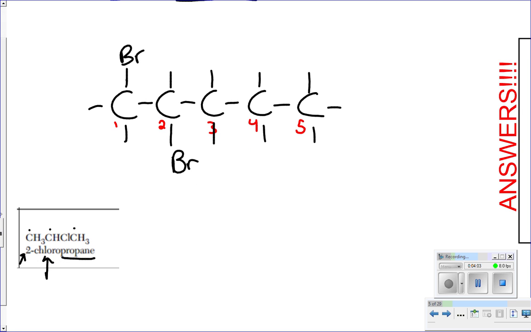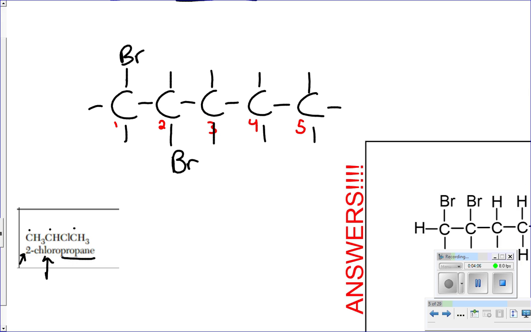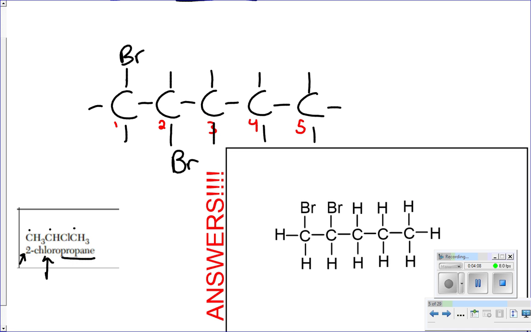If you needed to condense this down, you would just write the Br's in the chain, but mostly these particular problems are asking for structural formulas with the halides.